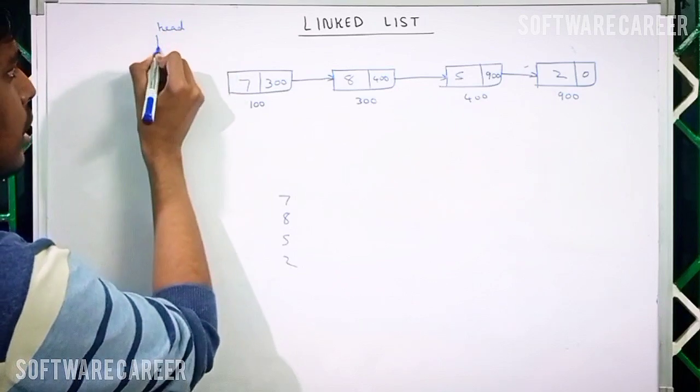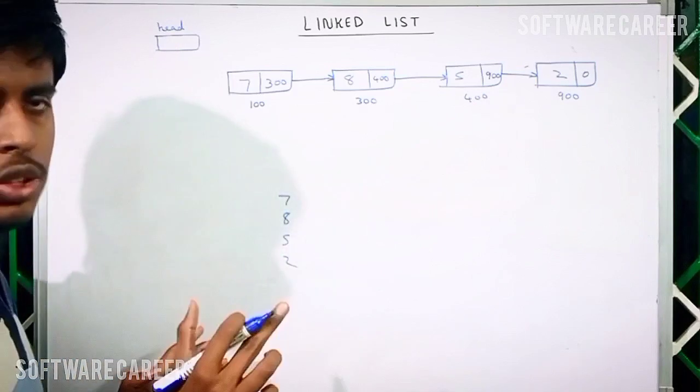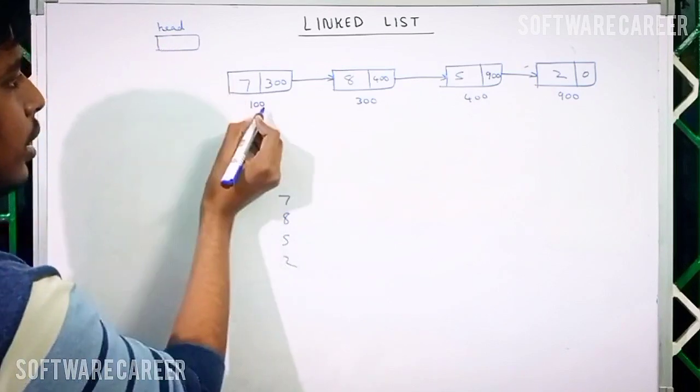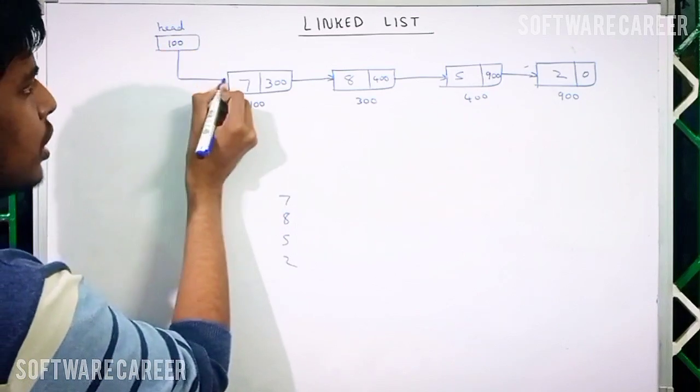Now the other pointer is called head. What is this head pointer, I'll say. Head pointer is used to store the address of the first node. Now 100 is the address of the first node, so I am storing 100. Now this points towards this thing.